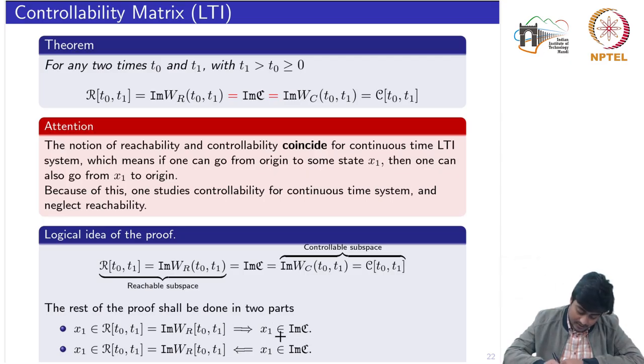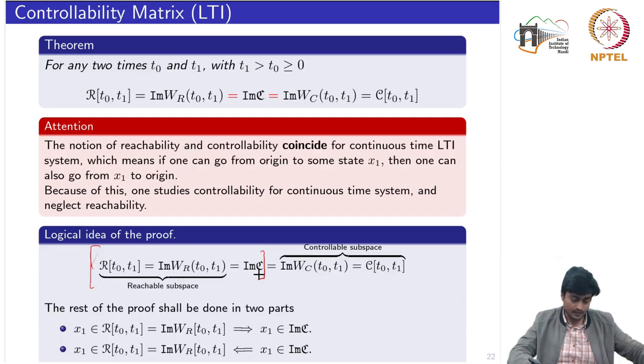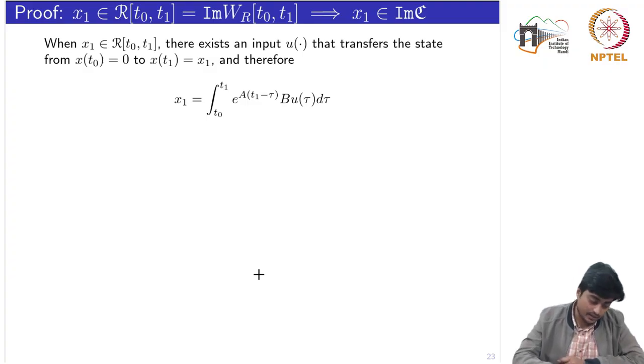Again, since it is an equivalence, we will close the path by having an implication in the other direction, that x1 belonging to this also implies that x1 belongs to the reachable subspace. So either of these equalities you can prove. We are going to show this part of the proof, because this would be automatically equal. So let's see the first part.